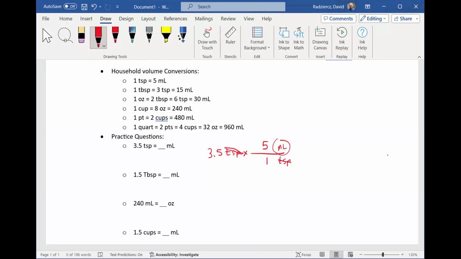So I'm just going to take 3.5 times 5. I can get my calculator out. And so I'll get an answer of 17.5 milliliters.